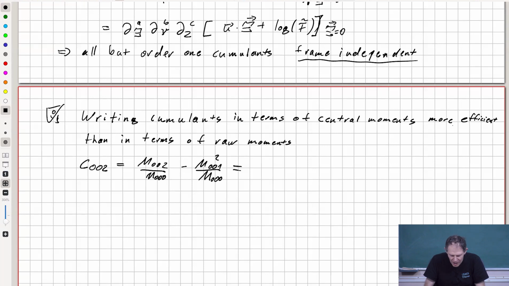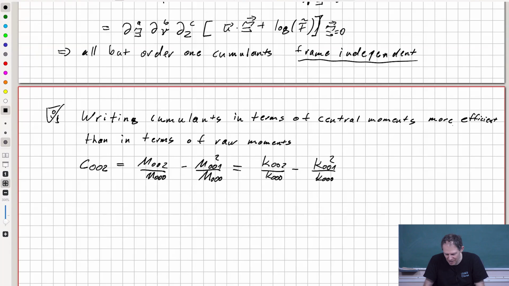Now we have seen that cumulants are the same in whatever frame of reference we write them, unless they are the first cumulant. So because they are the same in whatever frame of reference we write them, we can equally write them as K002 divided by K000 minus K001 squared divided by K000. I mean, this is the consequence of them being the same in each frame of reference. Now, why is this simpler?